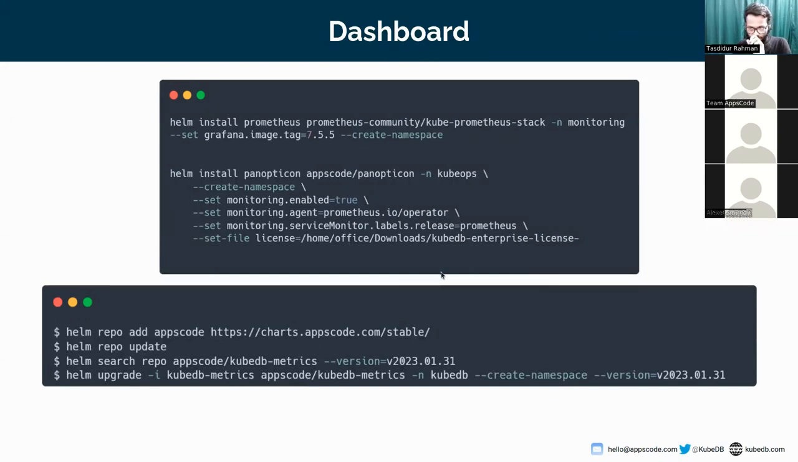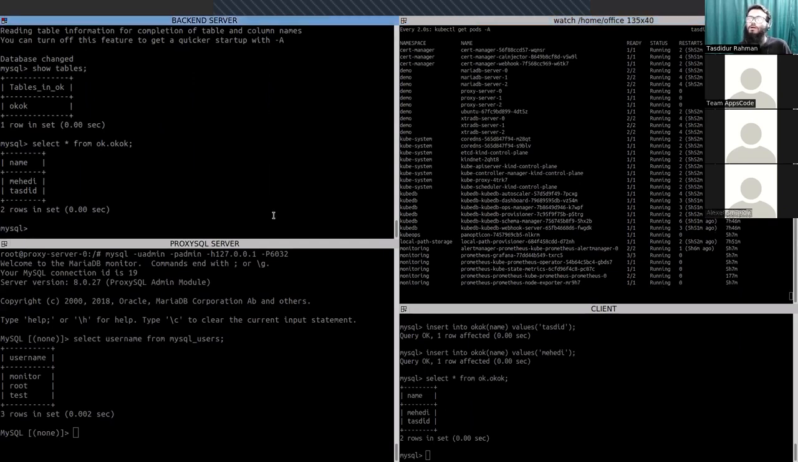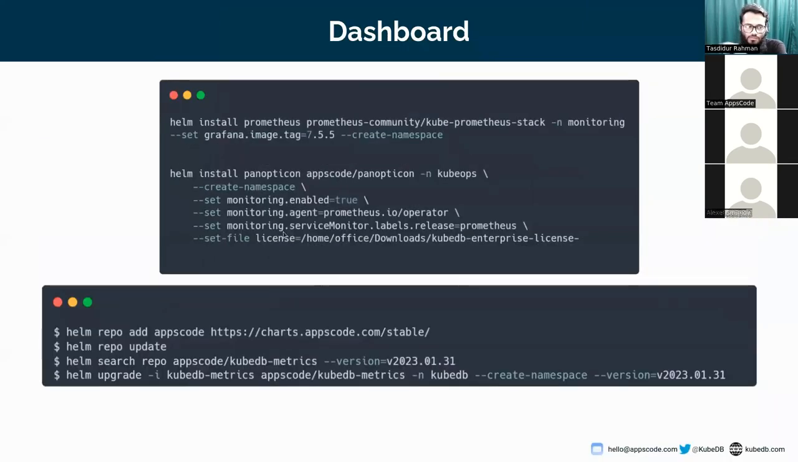And as for the panopticon, this is one of the KubeDB features. Panopticon is actually a KubeDB operator which helps us to generate and monitor some of our own metrics through Prometheus. When we install this panopticon and KubeDB metric server, we would end up with some of the things like KubeDB metrics configurations. We will talk about it a bit later, but we have used these commands to set up all the necessary things for our dashboard and alert demo.